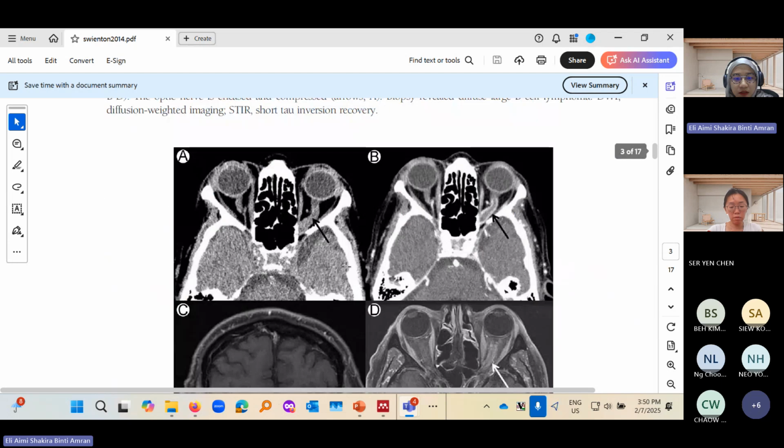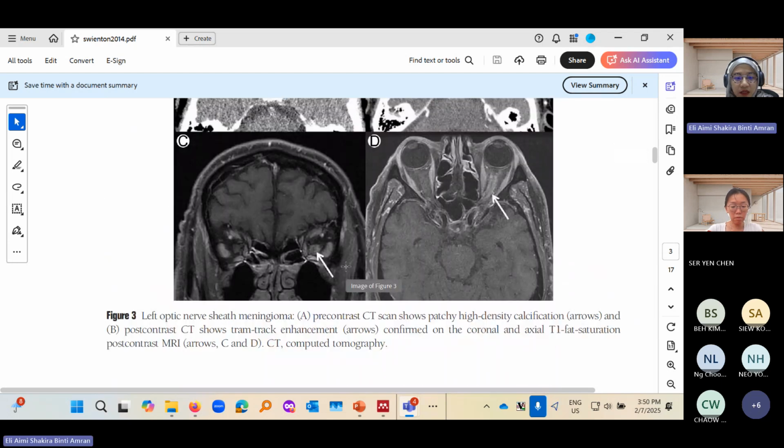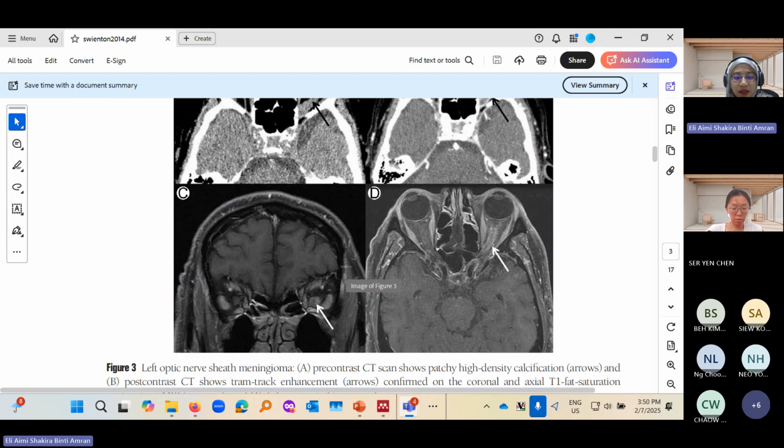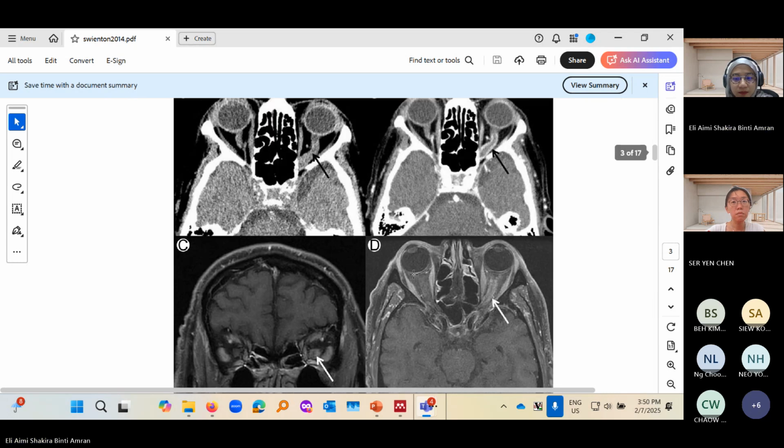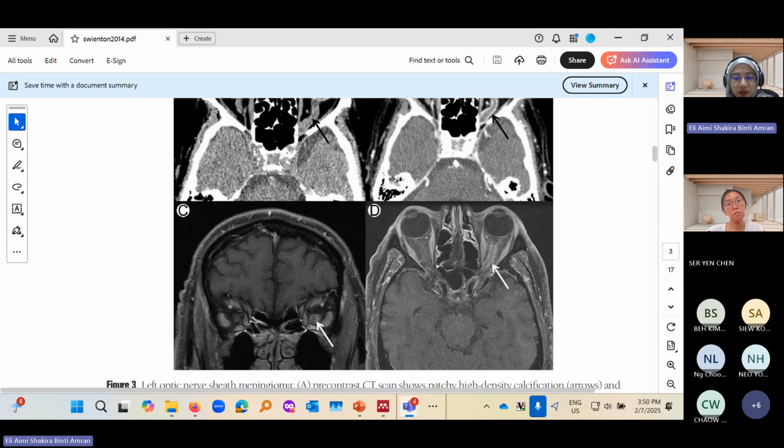And in this case, this is a cancer case. Again, abnormal growth, left optic sheath meningioma. So it looks like this. And this is the enlargement as well.